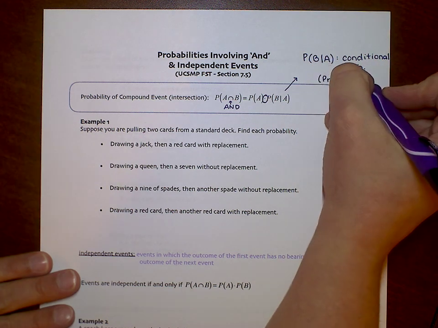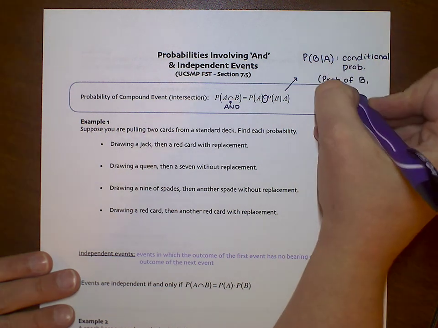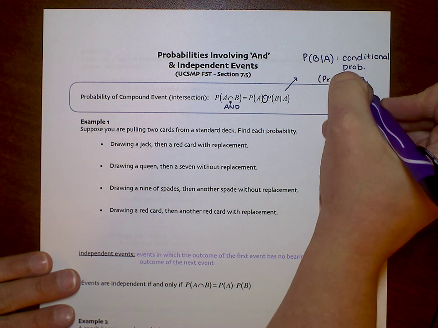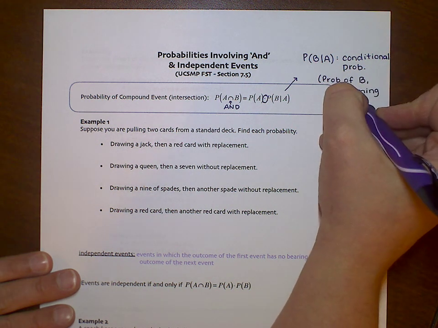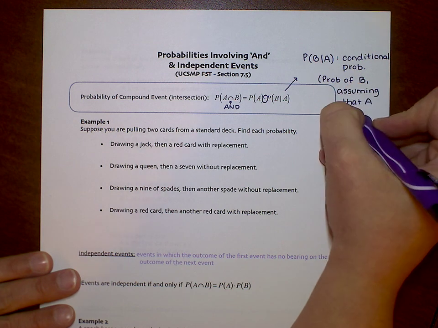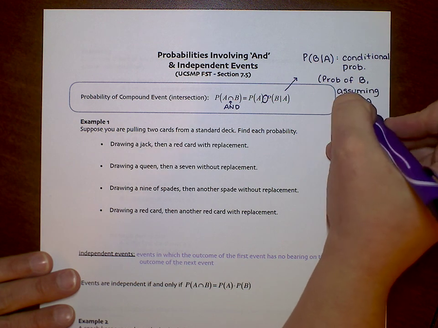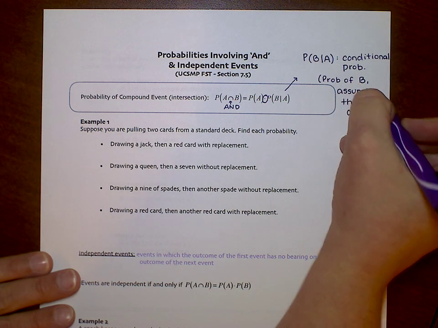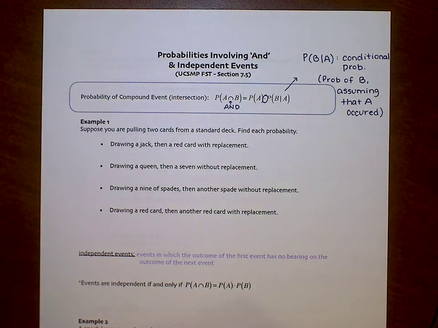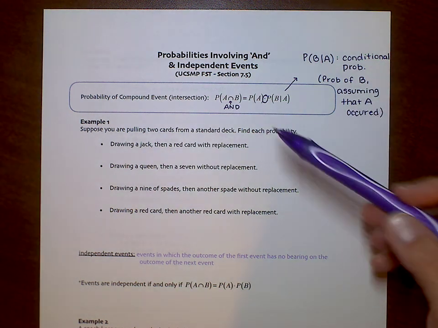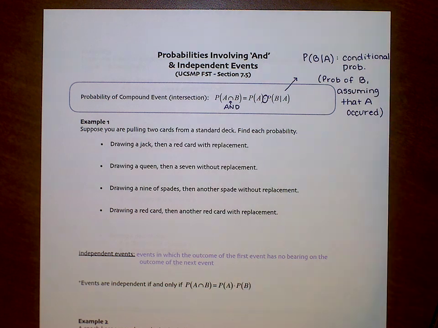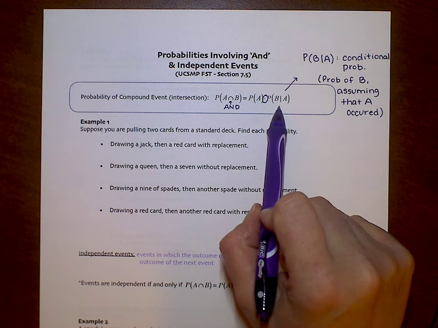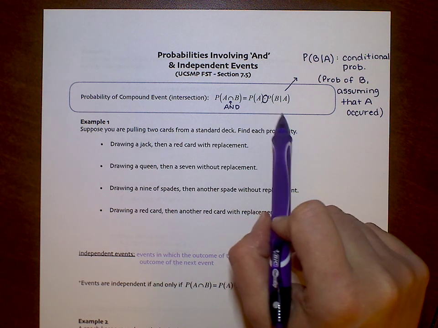of B happening, assuming that A has already occurred. Okay. And sometimes the fact that event A has happened doesn't change the probability of B happening. Sometimes it does. So if it does change the probability, we just have to take that into consideration.